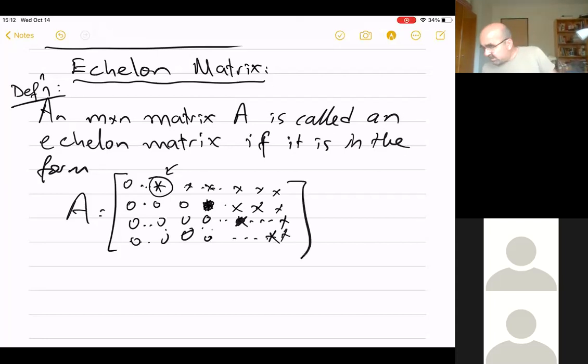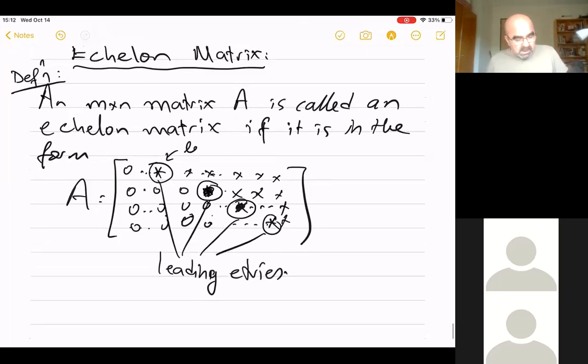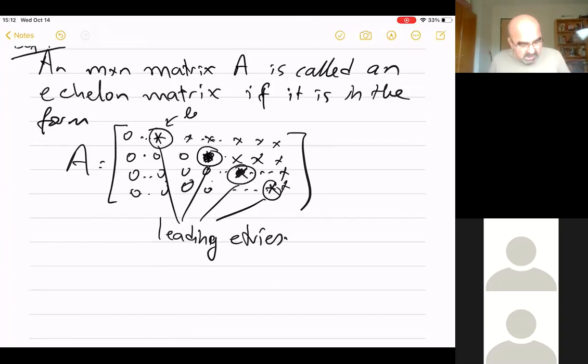So that's an echelon matrix. And these non-zero entries are called the leading entries. So that's the echelon matrix. And formally, I can write the formal definition, but it will take some time. Maybe I should not do it. Okay, so that's the echelon matrix.